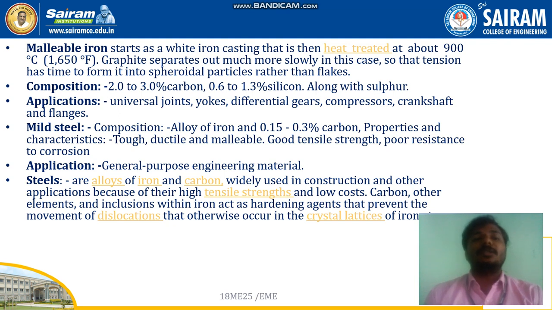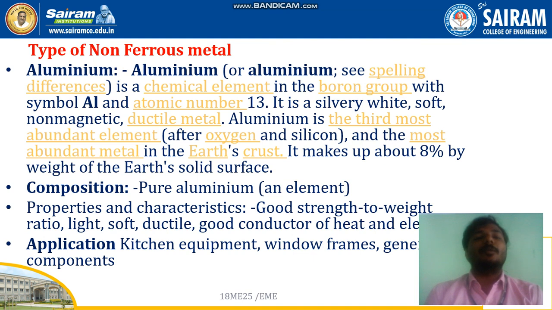The next one is steel. Steel is an alloy of iron and carbon widely used for construction. We can see steels used mainly in construction. So these are some of the major types of iron materials in the ferrous materials. Next we are going to discuss the types of non-ferrous materials.